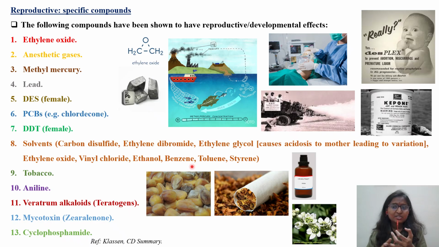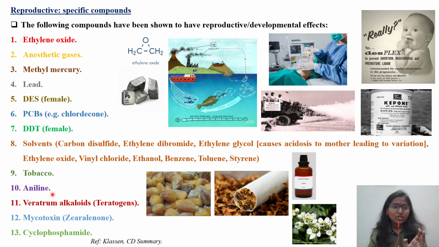Then you have benzene, six-membered ring, highly reactive. Then toluene, styrene. So these are the best examples for solvents. Read ICH Q3C in detail also, and read all the solvents in detail. Have some awareness: carbon disulfide, what it is causing; ethylene dibromide, what it is causing.